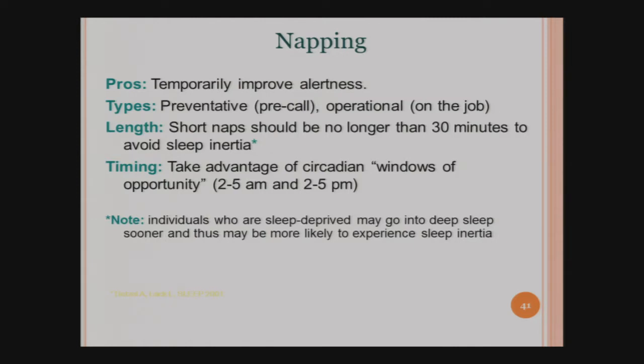So the other thing about napping is to take advantage of circadian windows of opportunity. So like I showed you that chart on your circadian rhythm. So your lowest levels of wakefulness based on your circadian rhythm are going to be around 3 p.m. and 3 a.m. Okay, so that's probably the best time for you to nap and get the most bang for your buck in terms of being awake.